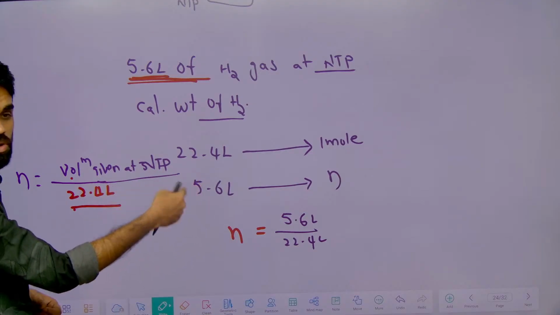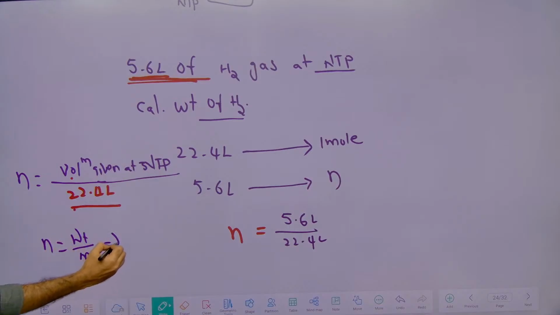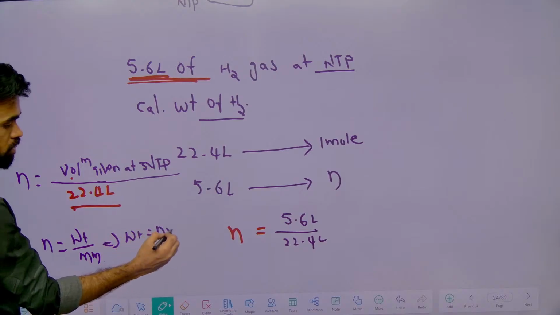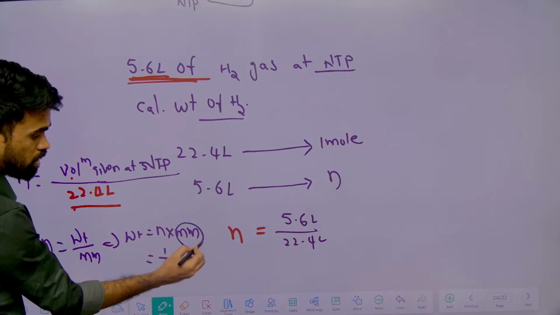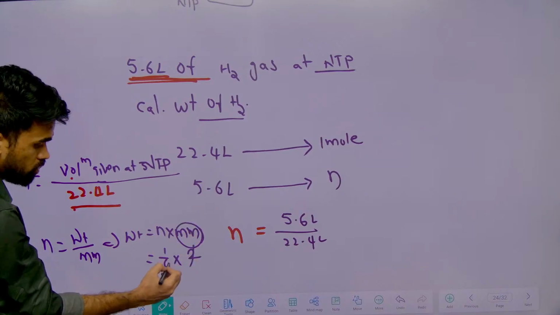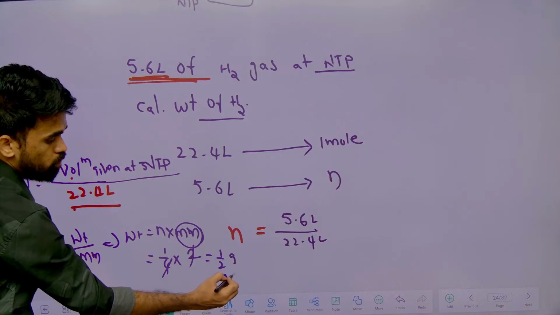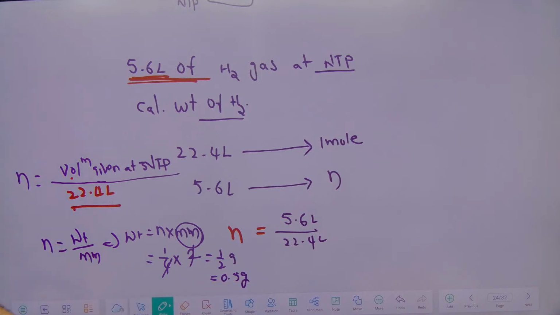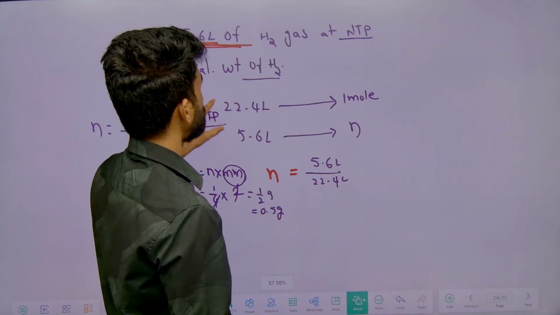Then 1/4 moles convert into weight. After getting moles, weight by molar mass, then weight will be n into molar mass. This is 1/4 into molar mass of H2 which is 2. So it is 1/2 grams, or I can say 0.5 grams. So what is the weight of H2 used? 0.5 grams. Everyone clear? Okay, next.